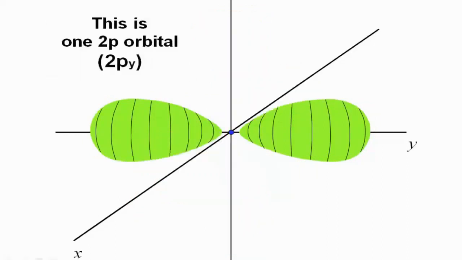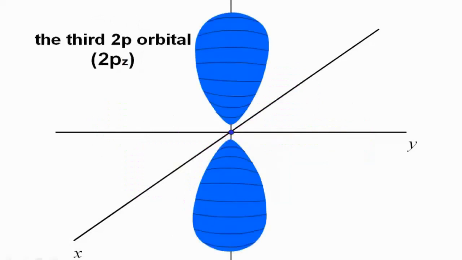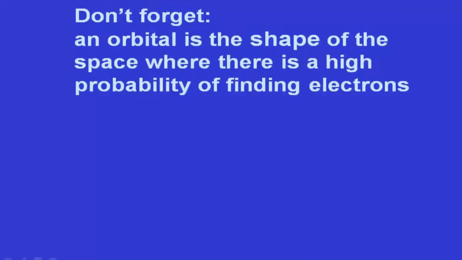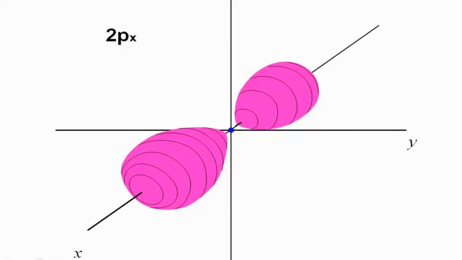So we designate each individual orbital by the axis it's on. So here the 2p orbitals will be called 2py, 2px, and 2pz. We cannot forget the orbital is the shape of the space where there's a high probability of finding electrons. And p orbitals, you could call them a dumbbell shape. They have 2 lobes. So let's say that 5th electron from boron goes into 2p.